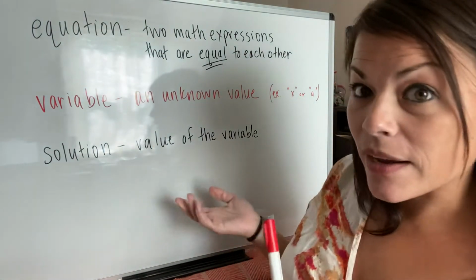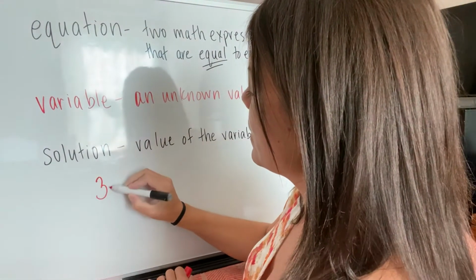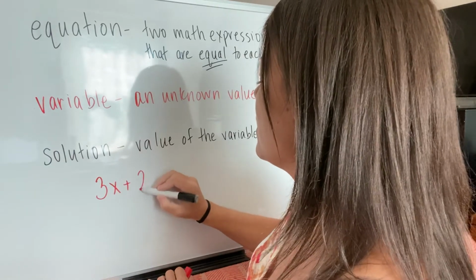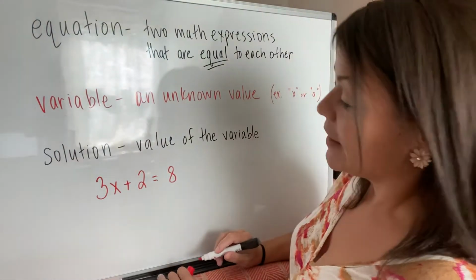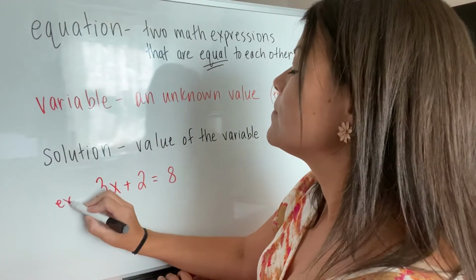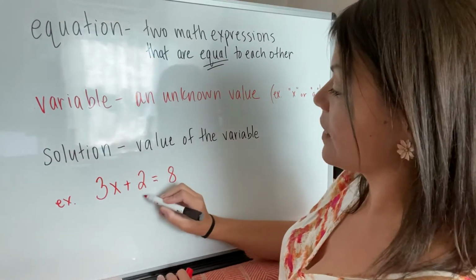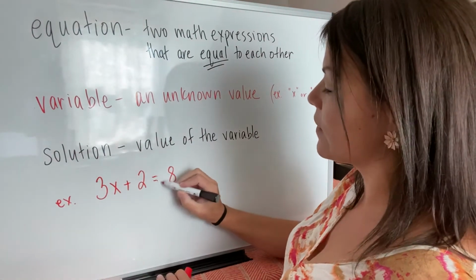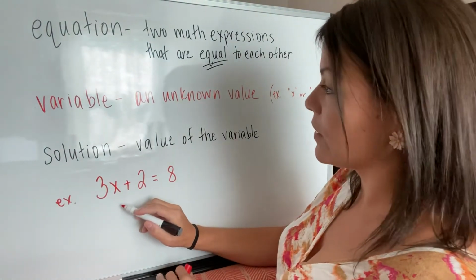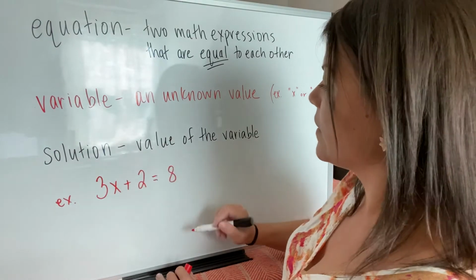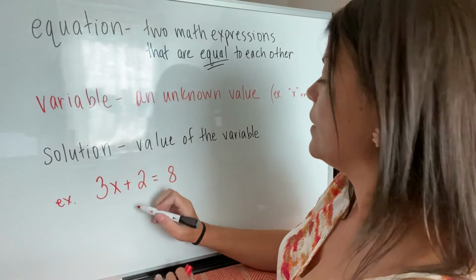So I'm going to do a quick little example at the bottom here. So let's say our equation is 3x plus 2 equals 8. All right, this is my example. So I have an equation. I have two math expressions. 3x plus 2 is one, and 8 is the other, and they're equal to each other. And my variable is x, so that's my unknown value. I don't know what x is, and I'm going to try to find my solution. So the first thing I'm going to do is I'm going to try to get that x alone, get the variable alone so I can solve for it.